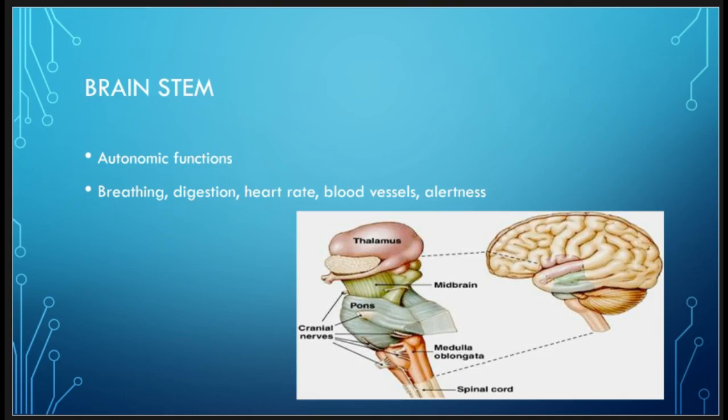Not a lot of processing and thought involved there, but helping along with the diencephalon and the endocrine system, maintaining that homeostasis that is so important for our life. Now, moving down from the brainstem, we're going to go to the spinal cord.